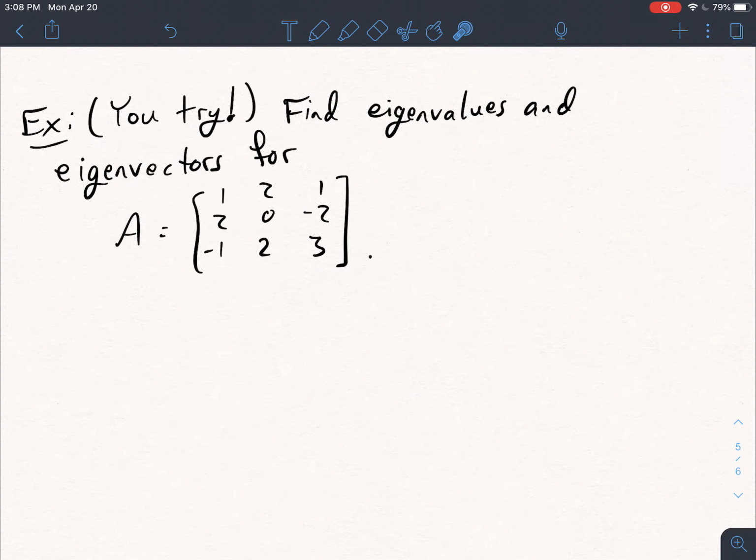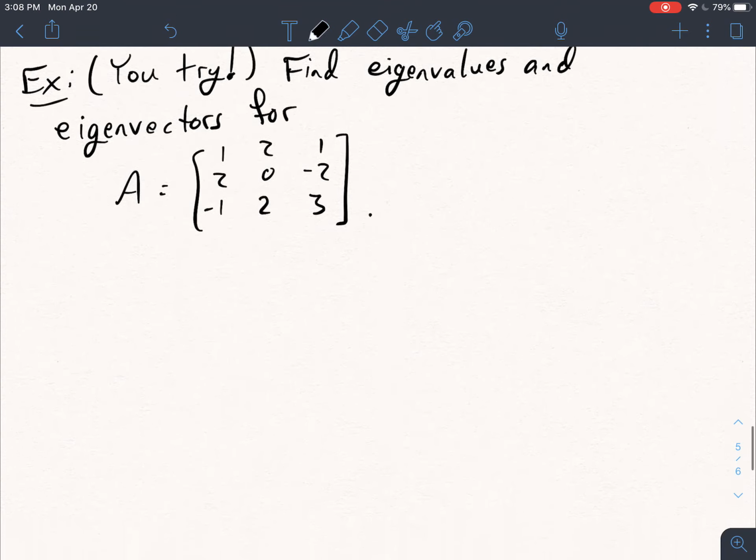Here's a harder example. I want you to pause the video and try to find all eigenvalues and eigenvectors for this matrix A right here. So this is going to be a little bit harder. I want you to see what problems come up when you try this. It'll be a little bit more complicated than the previous example. In particular, it'll be harder to find what your eigenvalues are for this. So pause the video, give it a shot, and then when you are done, have your answer, or you get stuck, unpause the video and we will go through this.